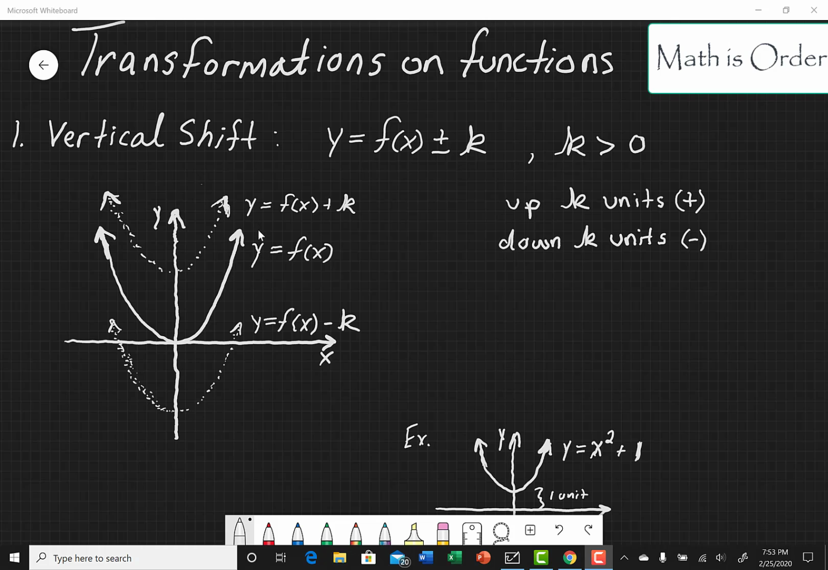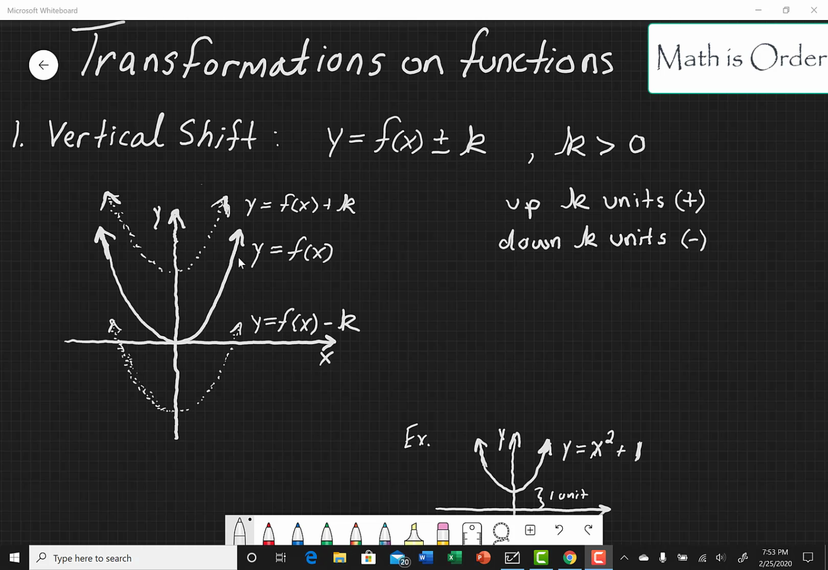A vertical shift means that if you're given a function, say y equal f of x, then the up or down shifting of this function, say k units, transforms the function to this. If the function is shifted up k units, then we have a plus k added to the function. If the function is shifted down k units, the function form transforms to this.